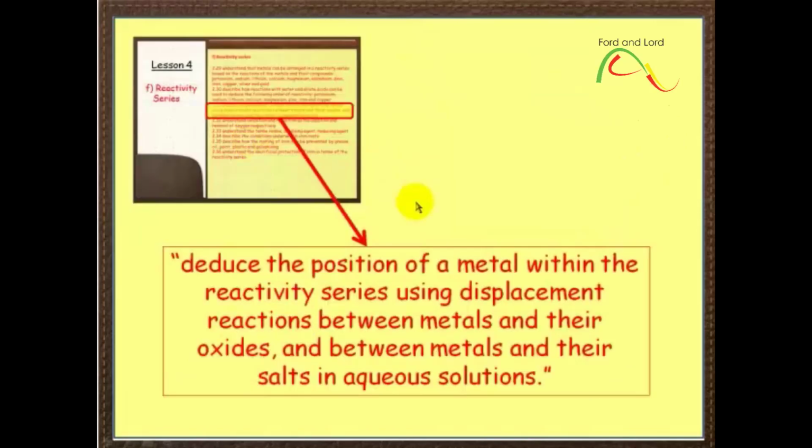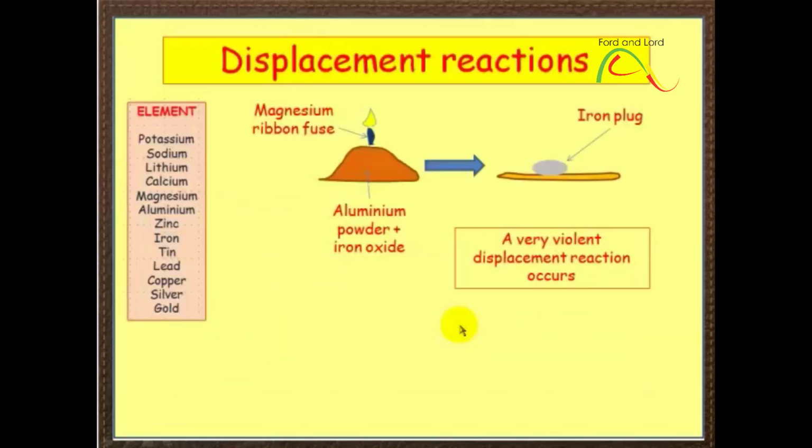Now we need to know two things. We need to deduce the position of a metal within the reactivity series using displacement reactions between 1. Metals and their oxides, 2. Between metals and their salts in aqueous solution. Let's look first of all at metals and oxides, shall we, by looking at a classic example.